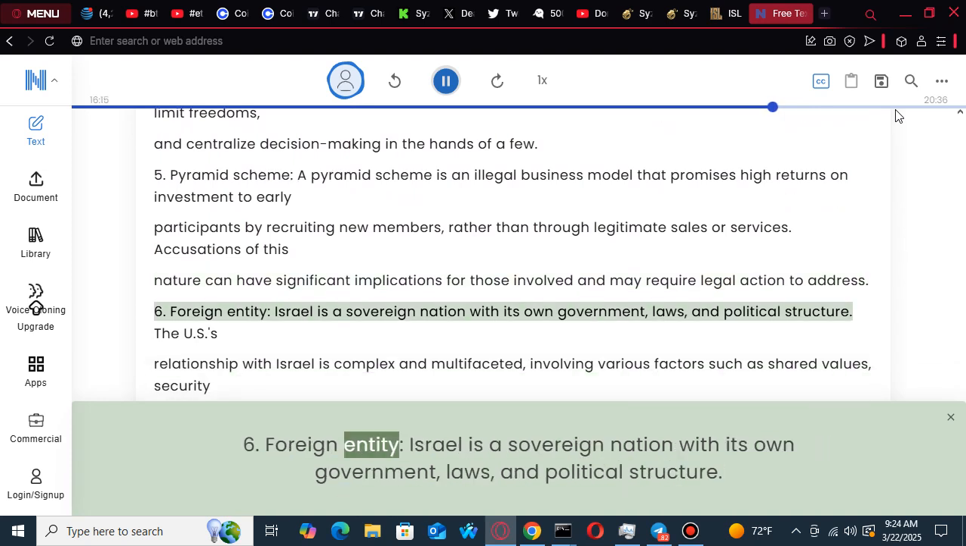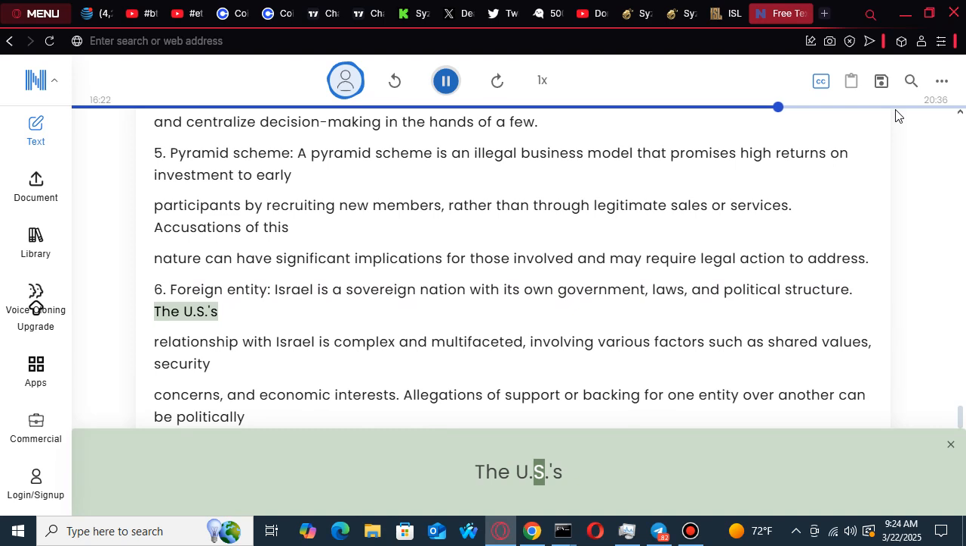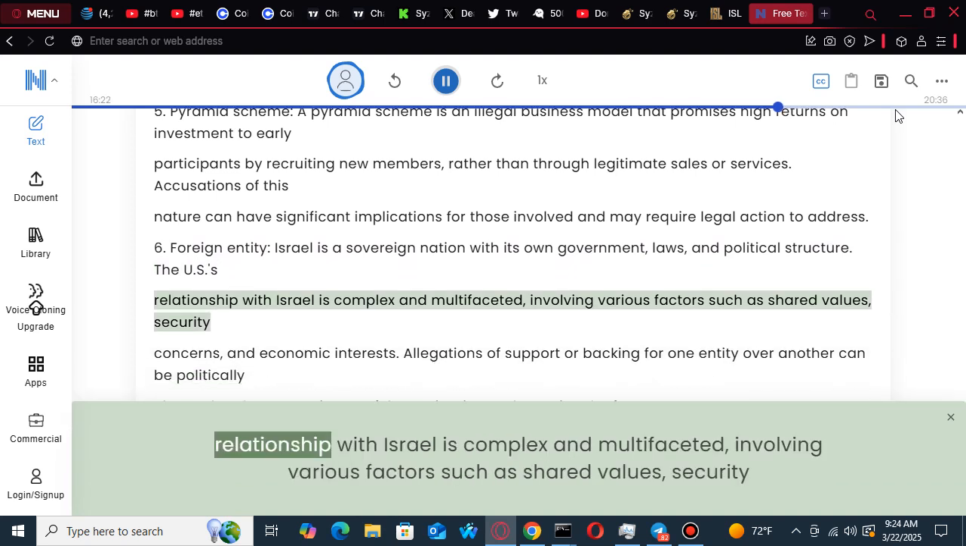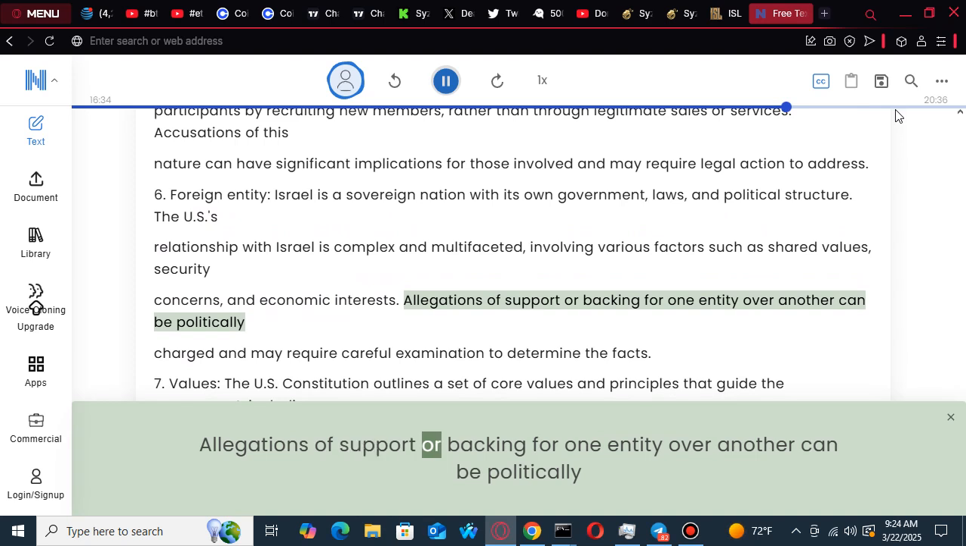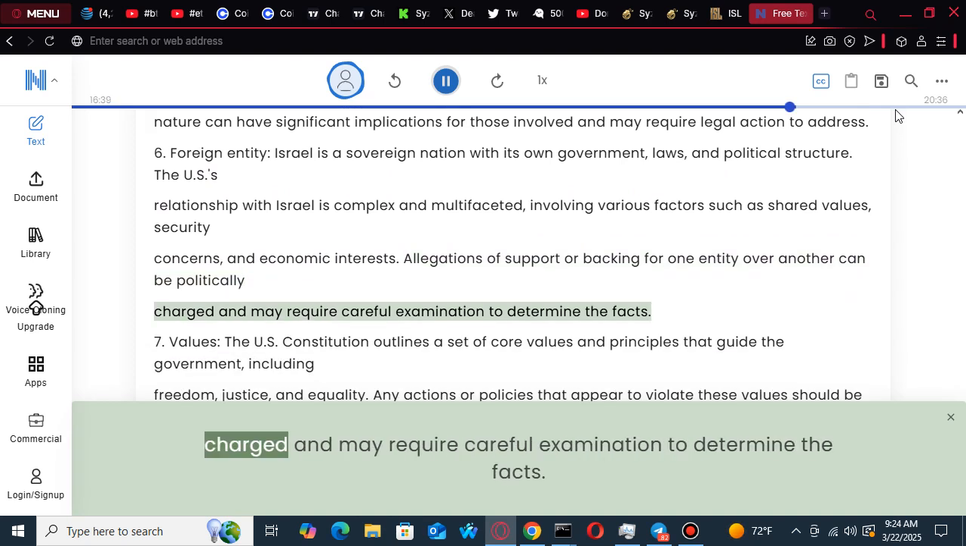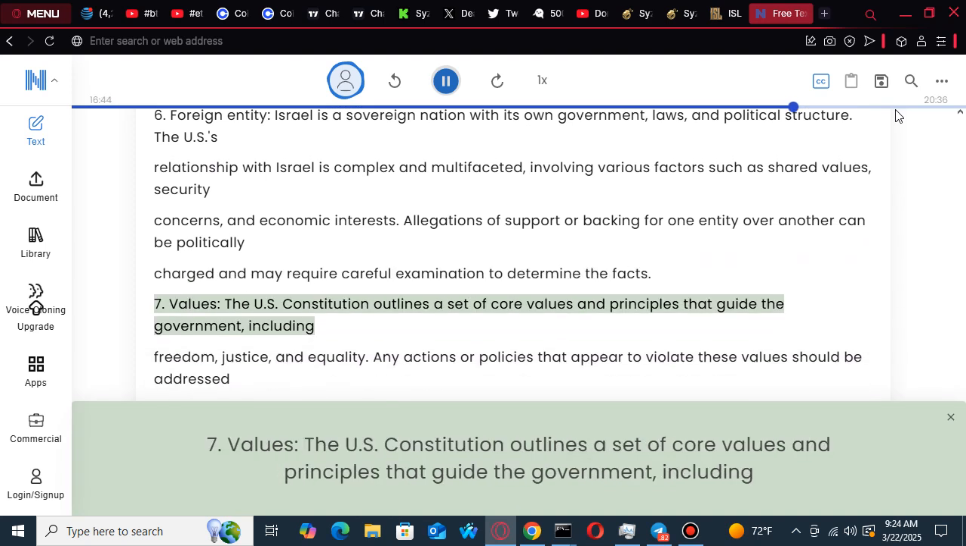6. Foreign entity. Israel is a sovereign nation with its own government, laws, and political structure. The U.S. relationship with Israel is complex and multifaceted, involving various factors such as shared values, security concerns, and economic interests. Allegations of support or backing for one entity over another can be politically charged and may require careful examination to determine the facts. 7.